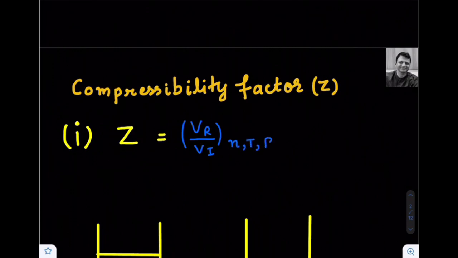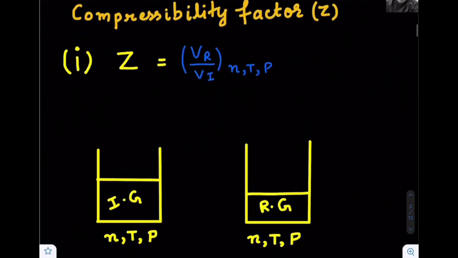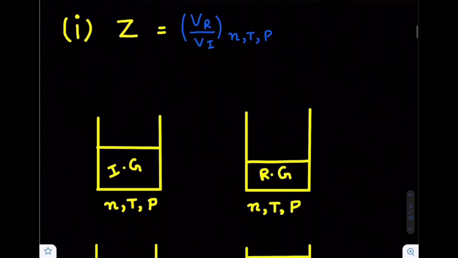So we can feel this. Suppose on the left hand side there is an ideal gas whose number of moles is N, temperature is T and pressure is P. We know that in ideal gas there are no interactive forces, meaning there is no attraction or repulsion between ideal gas molecules. While in case of real gas there may be attractive forces dominating or repulsive forces dominating depending upon the condition in which the real gas is present.